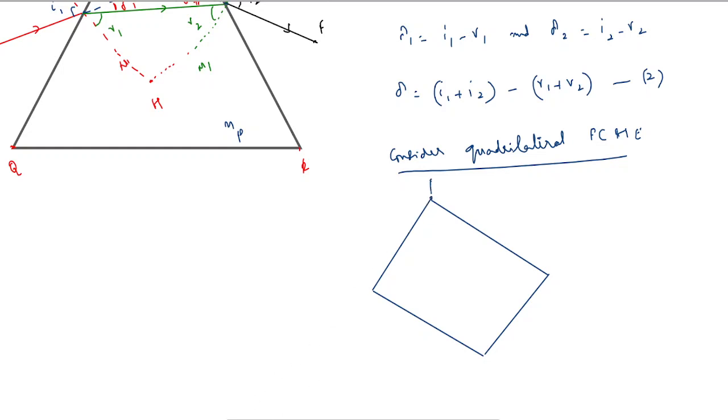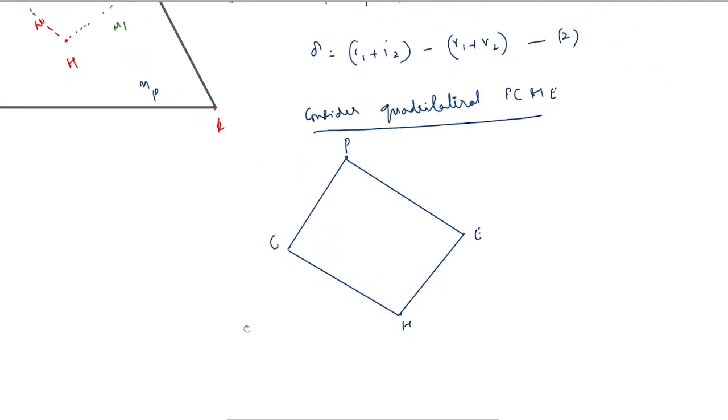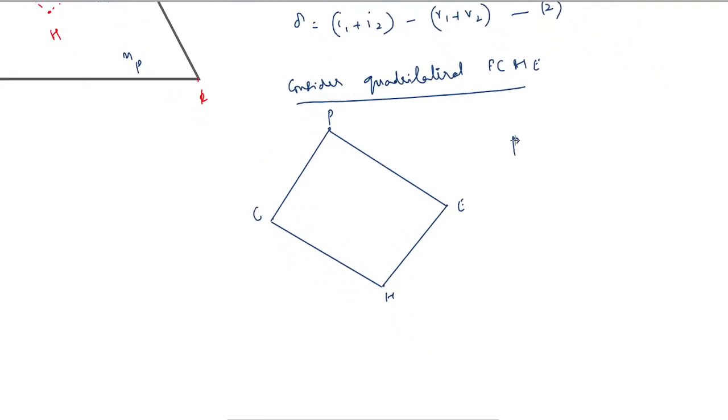So this is point P, C, point H. Point H is the point where the two normals meet when they're extended. This is point E. So in a quadrilateral there are 4 angles: the angle at P plus the angle at C plus the angle at H plus the angle at E is equal to 360 degrees.